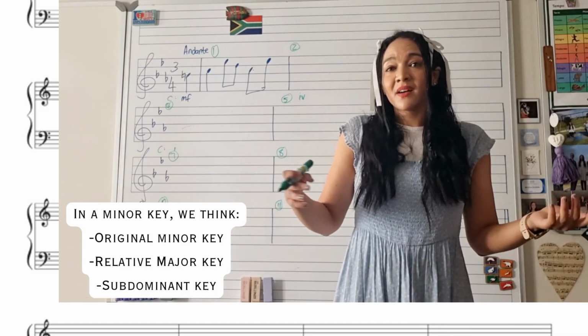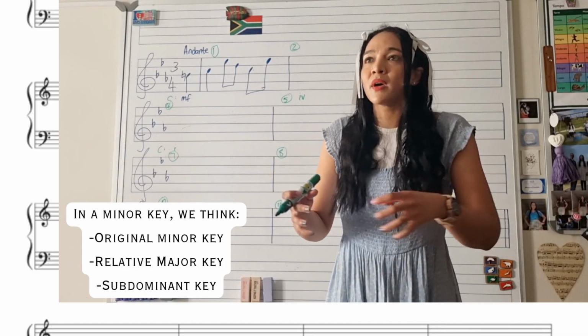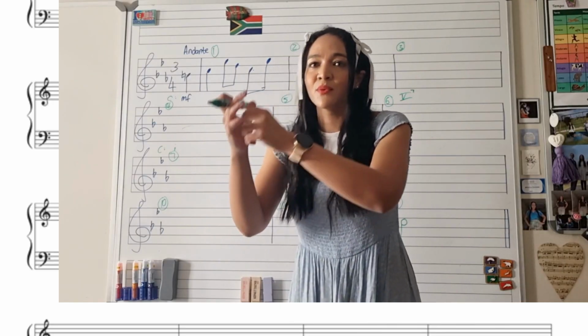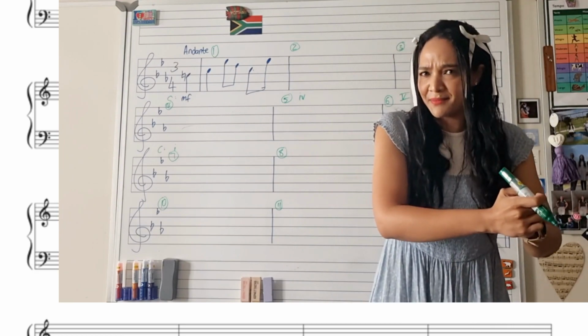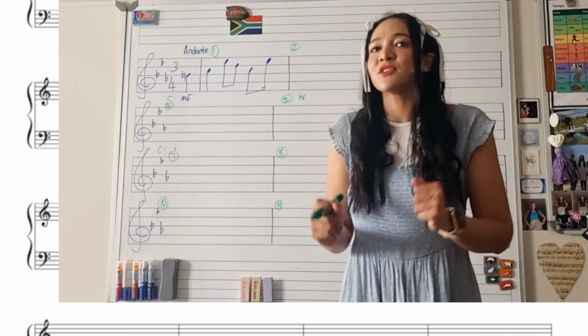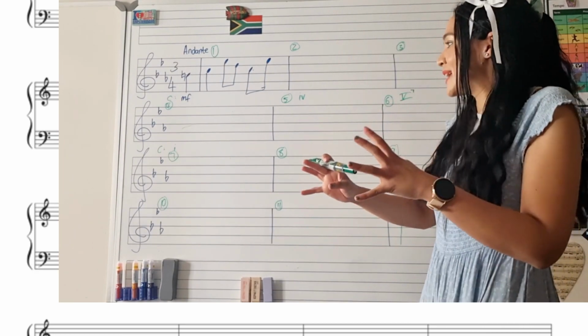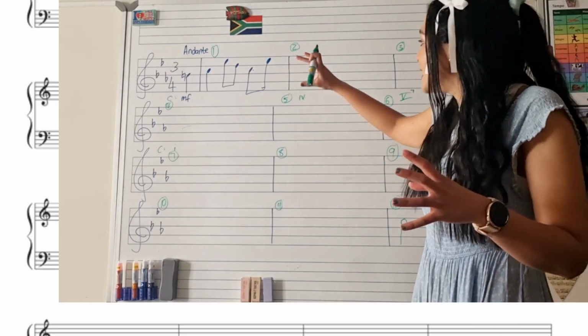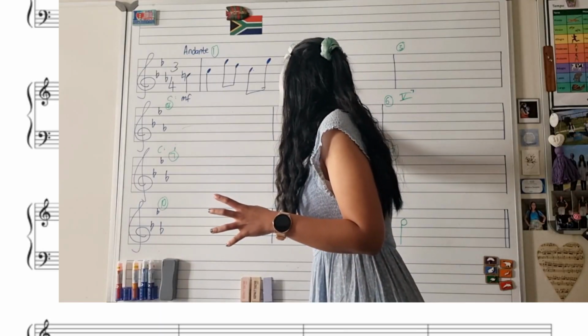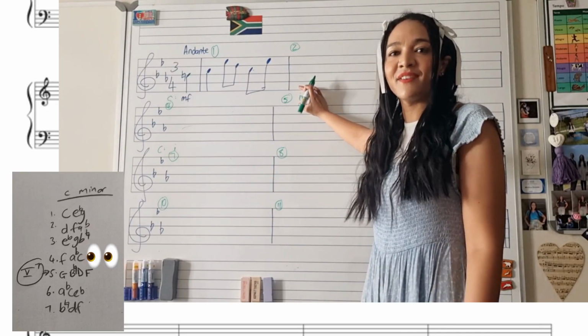So of course from the major video, you'll remember that we worked with our original major key, we worked with our dominant key of the major, and then we also worked with our relative minor of the original major key. Yeah, it's of course different because we're dealing with minor, but hey, 3 keys still, that's what we're going to use today. So in C minor, my subdominant is F, A flat, C.